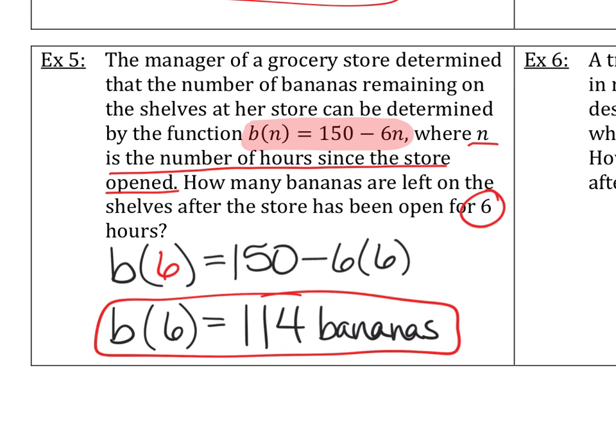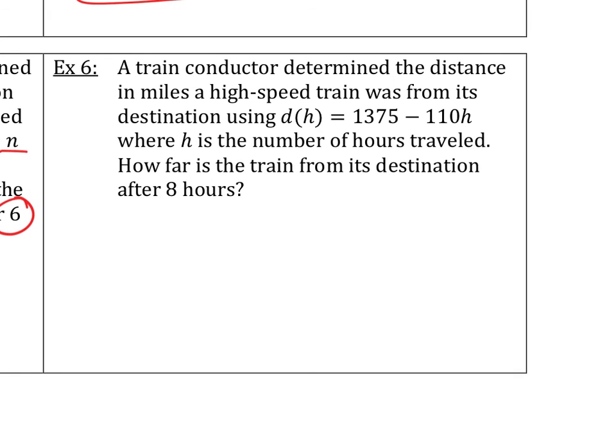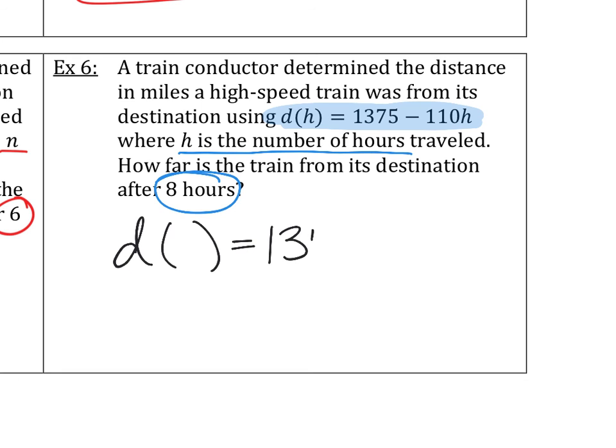I want you guys to try example 6, the train problem. Okay, I hear some people are finished, so let's get started. A train conductor determined the distance in miles a high-speed train was from its destination using distance of hours, so d of h equal to 1,375 minus 110h, where h is the number of hours traveled. How far is the train after 8 hours? So we're going to plug in what number to this function? 8. So instead of an h for hours, we're going to have an 8 for 8 hours.